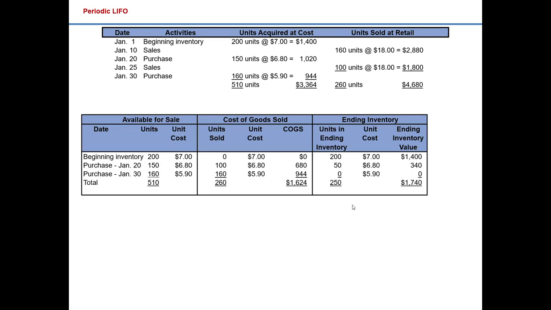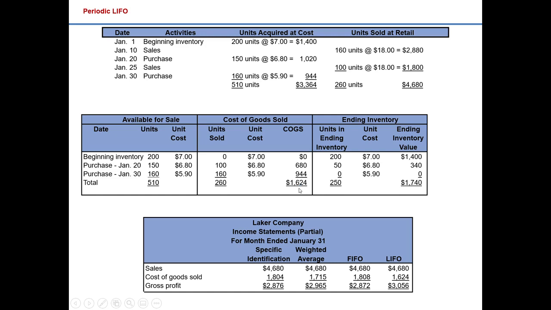Opposite the pattern of FIFO, we assume that our most recent purchases, which would have been January 30th, are the ones that we sell first. That's our assumption. So we're going backwards when we do our cost of goods sold, and we're costing out our most recent purchases first. Cost of goods sold under LIFO was $1,624 minus sales of $4,680. So gross profit under LIFO would be $3,056.